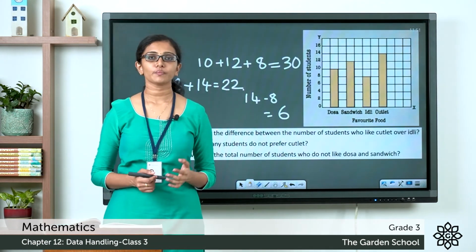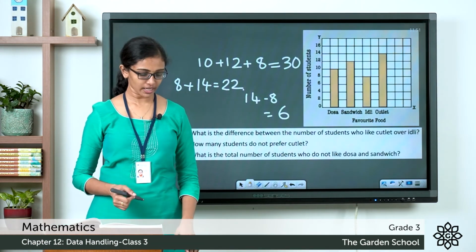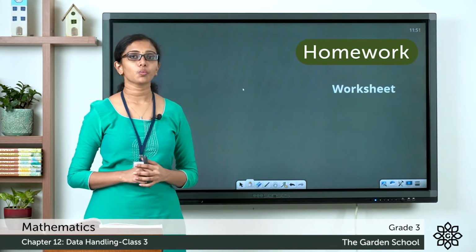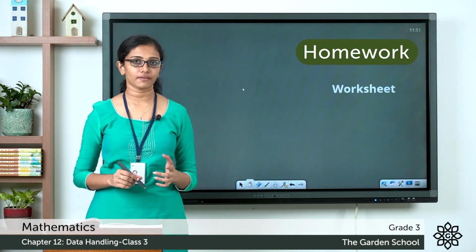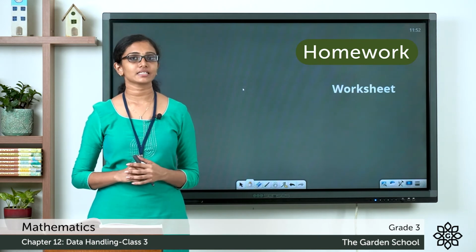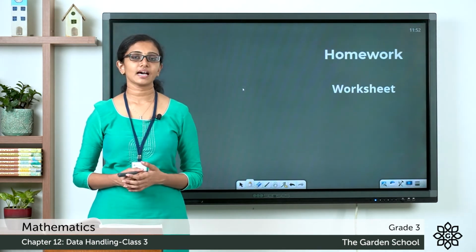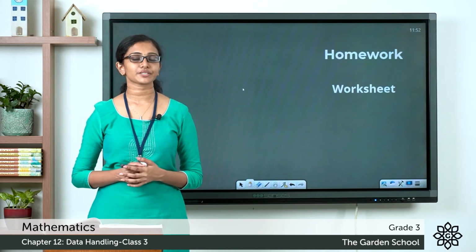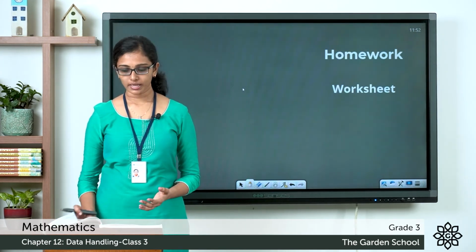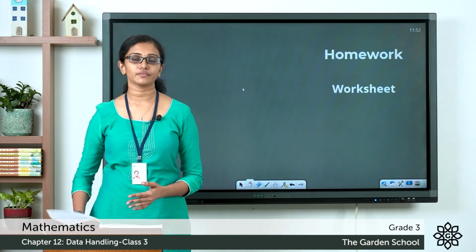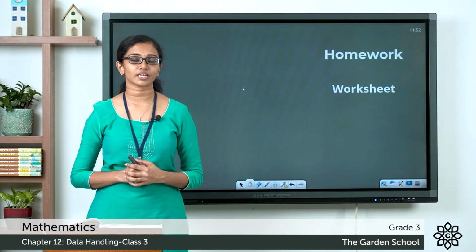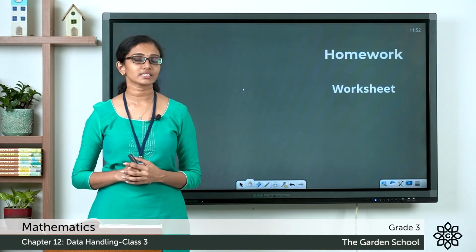So children, I hope you are clear with all the questions we discussed today. We have come to the end of this chapter. So as a homework for the day, you can do a worksheet. This is in page number 172 of your textbook. So once you are done with the worksheet, you can take a picture and send us through Teams. So by this class, we have covered all the chapters from the textbook. There are 2 practice sheets given at the end of this textbook, that is in page number 173 and 174. And these practice sheets contain questions from all the chapters of the textbook. So it will be a good revision exercise for you.